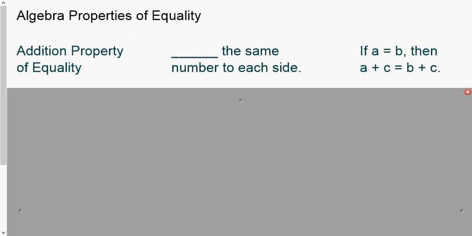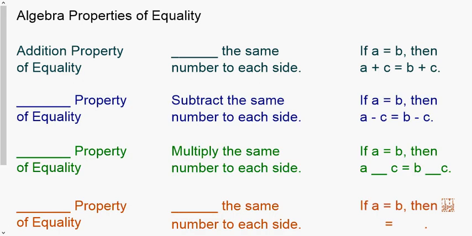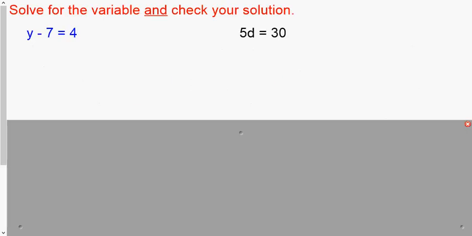In middle school, you talked about the properties of equality that said if I add the same number to each side, or if I subtract the same number to each side, or multiply the same number to each side, or divide the same number to each side, then the equations remain equal. That's what allows us to solve equations.